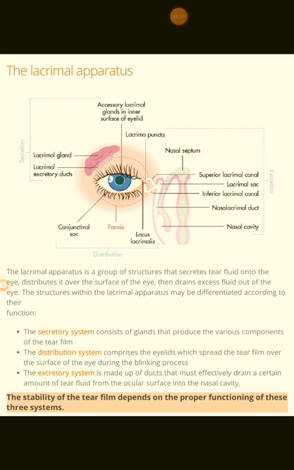Then we have two lacrimal canaliculi, one lacrimal sac and one nasolacrimal duct on each side. ठीक है. So whenever we talk about the lacrimal apparatus, we talk about all these things: lacrimal glands, lacrimal canaliculi, lacrimal sac and nasolacrimal duct. Now what are lacrimal glands?